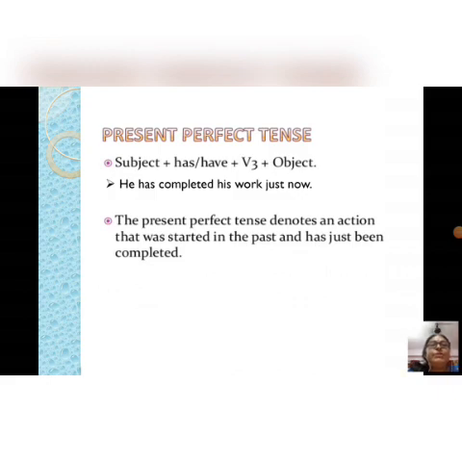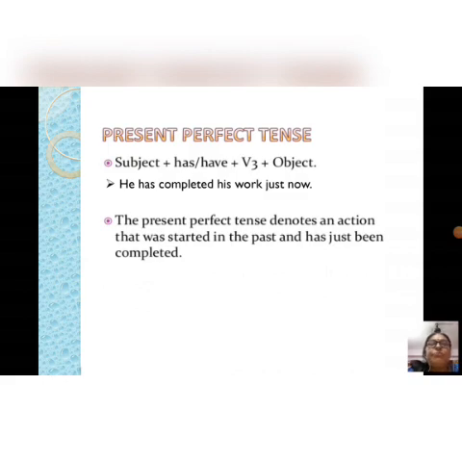Third is present perfect tense. The present perfect tense denotes an action that was started in the past and has just been completed. For example, he has completed his work just now. So the subject here, he has completed his work just now. That's why we will use present perfect tense here.